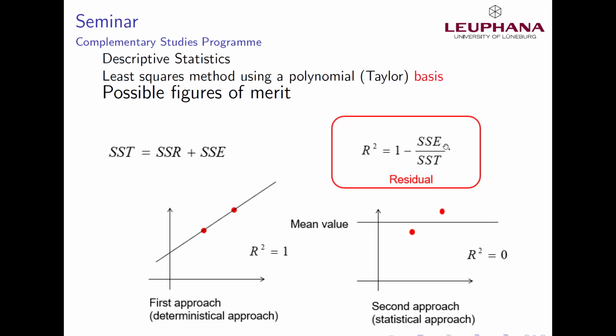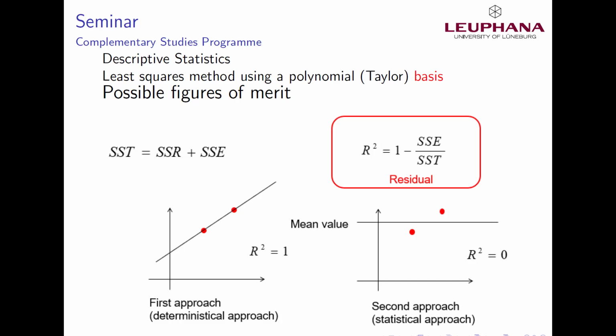Just divide by SST, and R squared is basically SSR divided by SST. This indicator, R squared, could be considered as a possible indicator, but it has some drawbacks. We will see that typically we don't use it, or we use it only in particular situations.